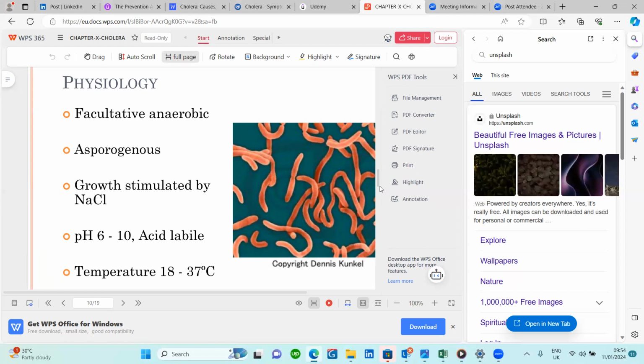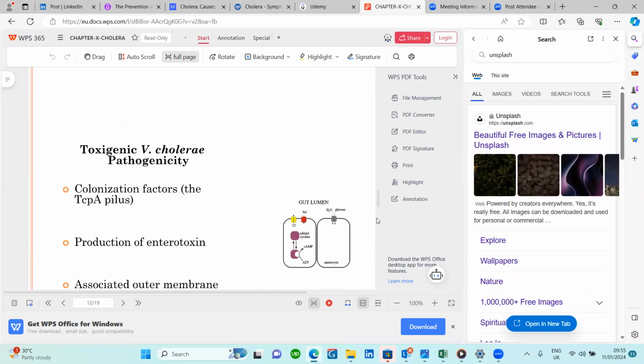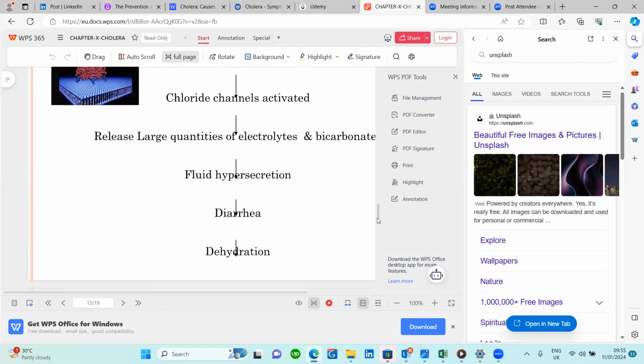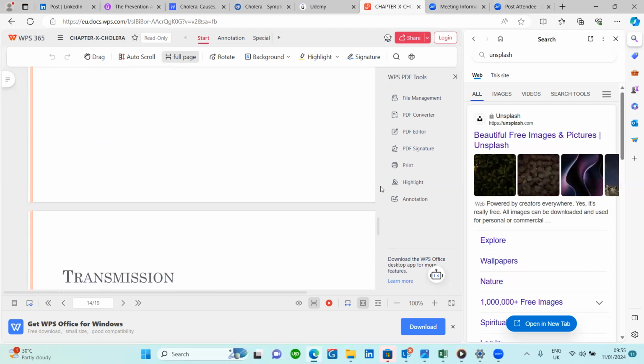The organisms can only multiply and flourish in the human intestine, although they can survive outside the body. So it is multiplying inside the intestine, and it has the qualities of developing outside the body. So that is it for the mode of transmission. So we have been able to talk about the mode of transmission of cholera.